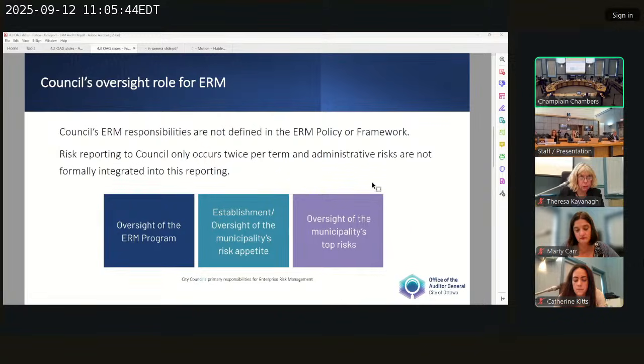Additionally, subsequent to our audit, Council approved a reporting process which outlined the reporting of strategic corporate risks twice per term to Council. However, best practices recommend reviewing top risks at least annually to ensure timely oversight. As well, the current reporting process excludes top administrative risks. This may hinder a comprehensive and coordinated approach to risk oversight. As a result, we recommended that Council's risk management responsibilities be formalized within the ERM policy and framework, and should include a more frequent reporting cycle in order to review the top corporate risks to the city and status of their mitigation activities. Next slide, please.